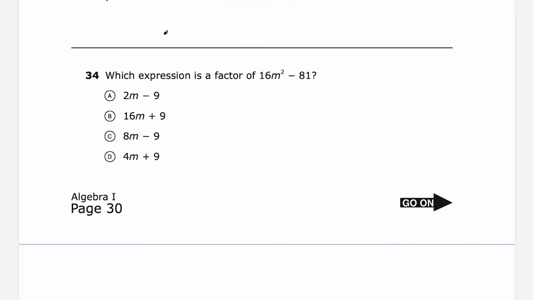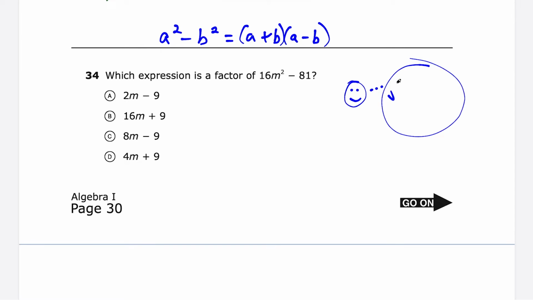Question 34, we should know the difference of two squares formula. Anytime we have something in the form of a squared minus b squared, we could factor this nicely to a plus b times a minus b. So for something like this, what I'm doing is I'm taking the square root of each term, and I'm just going to use that when we're factoring. So I have the square root of 16m squared. I'm going to do the square root of 16 is equal to 4. And for the interest of this question, we're going to say the square root of m squared is equal to m.